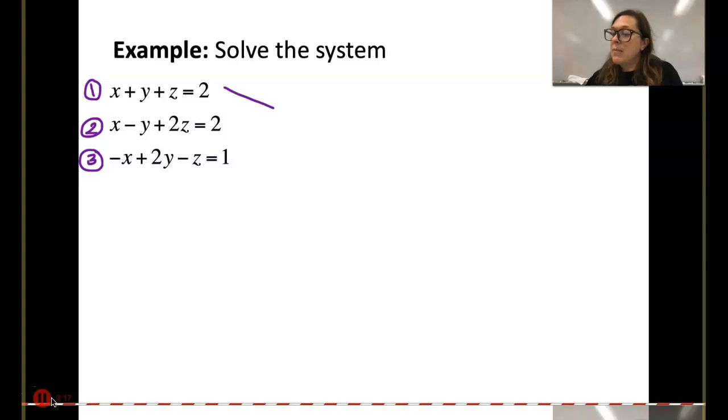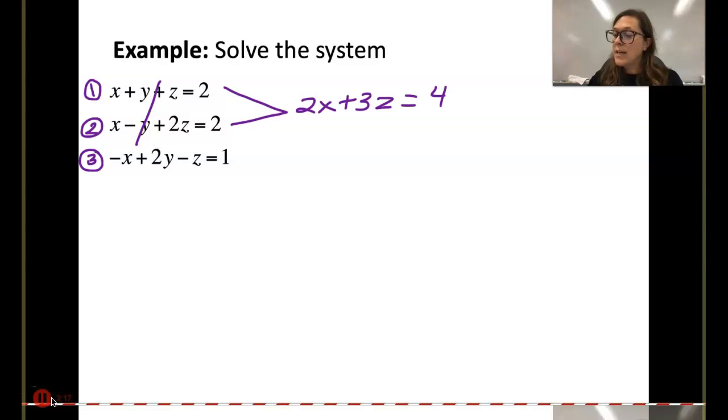Because they eliminate right away, let's go ahead and combine them together by adding. So this x plus this x makes 2x. My y's go away. And then 1z plus 2z makes 3z. And then everything on the right adds up to 4. So now I have an equation with just two variables. What are those two variables? Well, I have an x and I have a z.